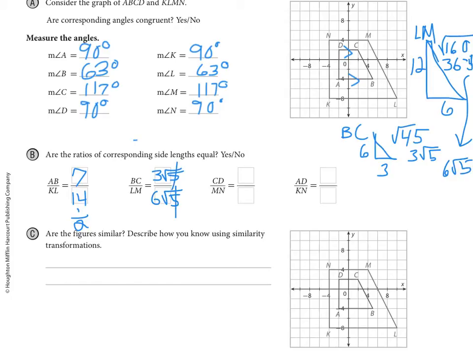and the 5 cancel each other out, so this also becomes 1/2, you guys. The rest of the distances are much easier to just count our blocks on the grid. So CD is going to be 4, MN is going to be 8, and look, that's 1/2 as well. If we simplify that fraction, AD is a length of 6, KN is a length of, from again, -8 up to 4 is 12.